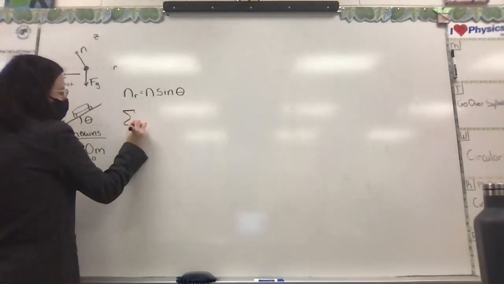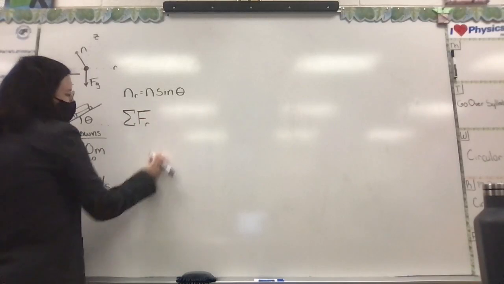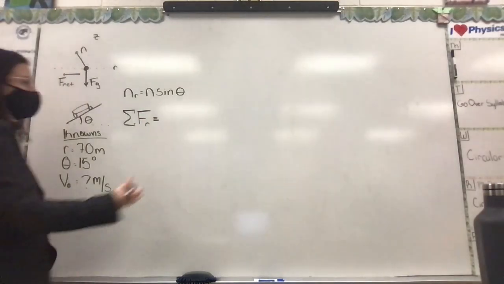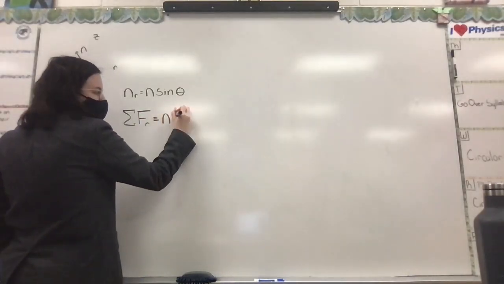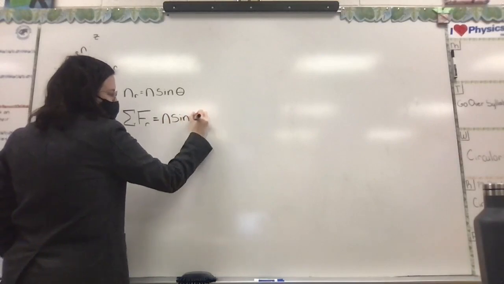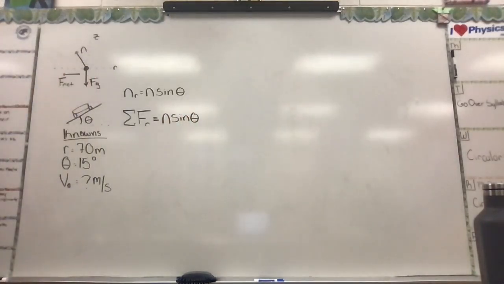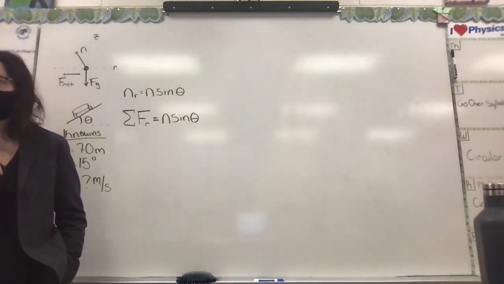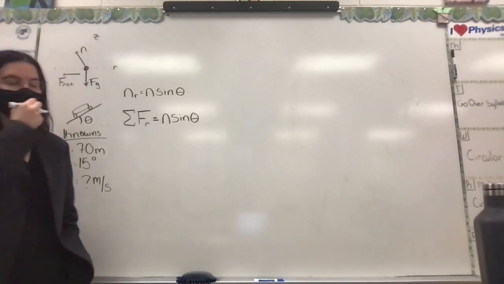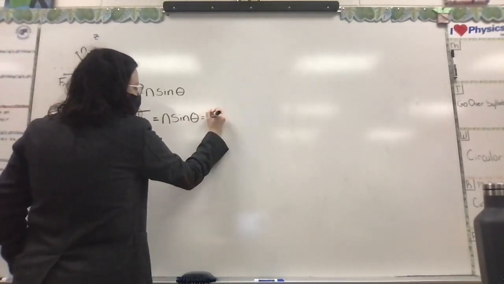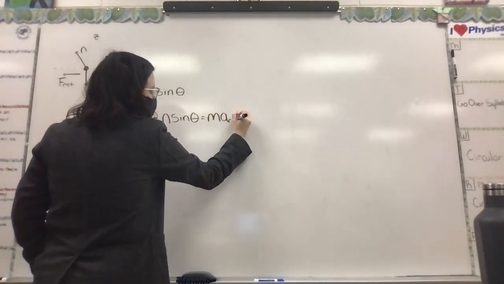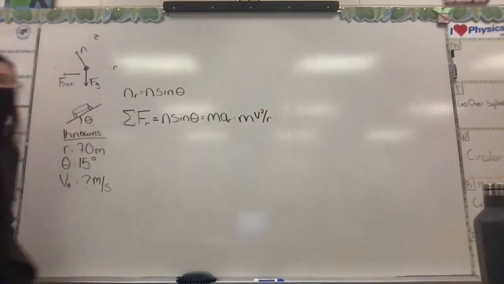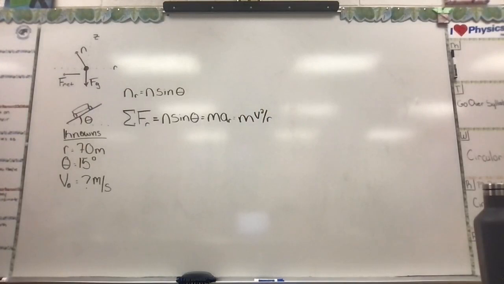So if we are summing our forces in that R plane, what are our forces in the R plane? In sine theta, right? Because that's what we just said that that's equivalent to. Now, is there anything else in the R plane? No, there's not. Okay, so this would be equal to MAR, right? Which is the same as MV squared over R. So that's our summation of all the forces in the R direction, okay?